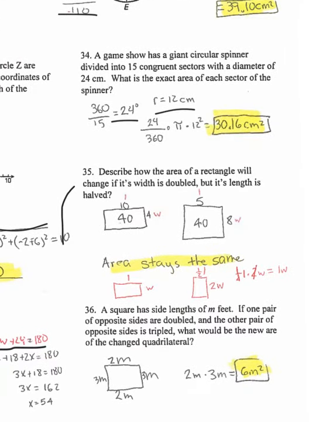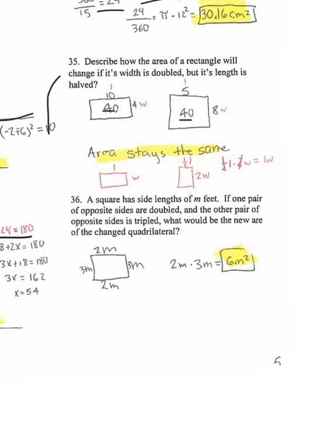Describe how the area of a rectangle will change if the width is doubled but its length is halved. So I did an example here with length and width, where the length was originally 10 and the width was 4. So the length was halved, the width was doubled. 10 becomes 5, 4 becomes 8. Either way, you get an area of 40. The idea without actual numbers is length times width. You get 1/2 L, 2w. When you multiply 1/2 L times 2w, the 1/2 and the 2 cancel, and you still get LW. So again, it stays the same.